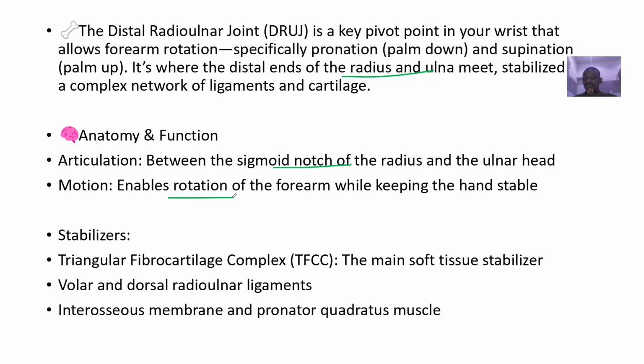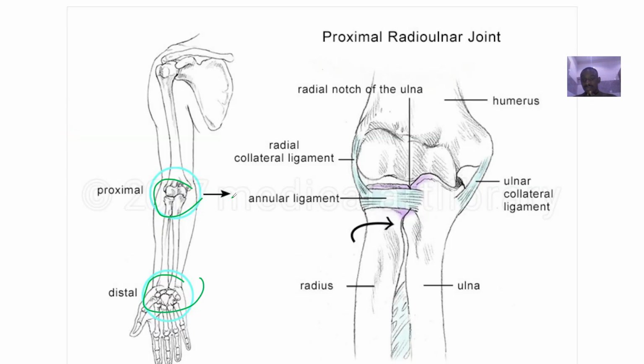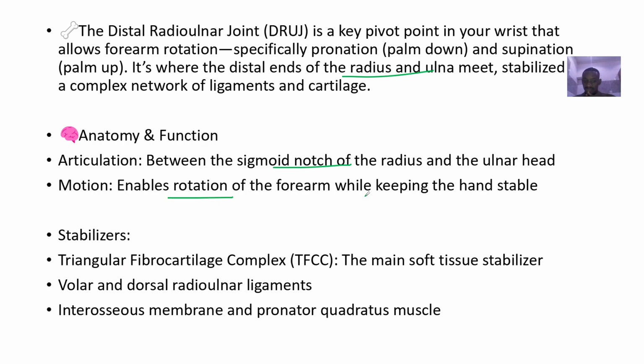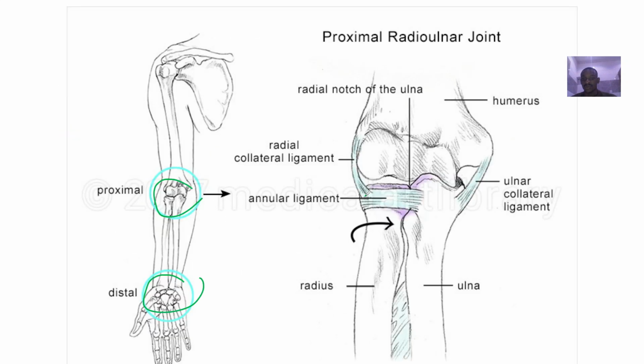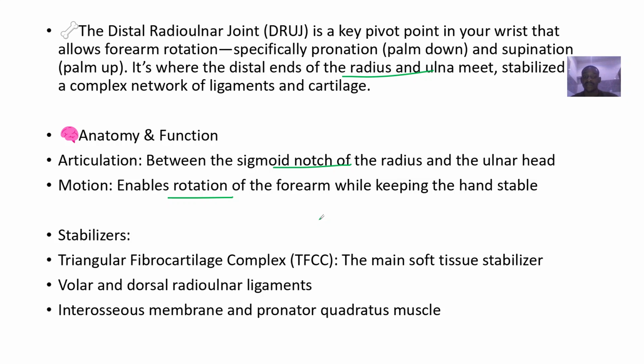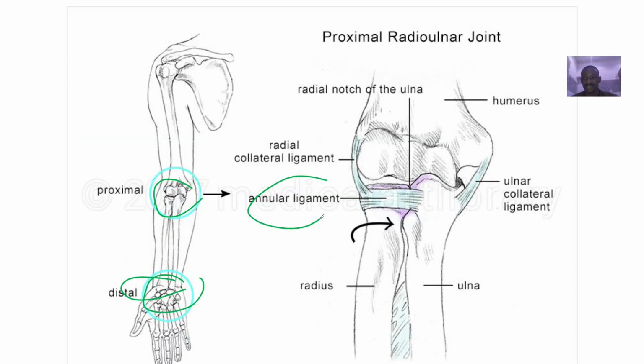Motion enables rotation of the forearm while keeping the arm stable. So we have different stabilizers, like the triangular fibrocartilage complex, the volar and the dorsal radioulnar ligaments. Okay, this one I was looking at the proximal one. The stabilizing complex of the proximal one is the annular ligament, right? So I was looking for that. They also have the interosseous membrane and the pronator quadratus muscle.